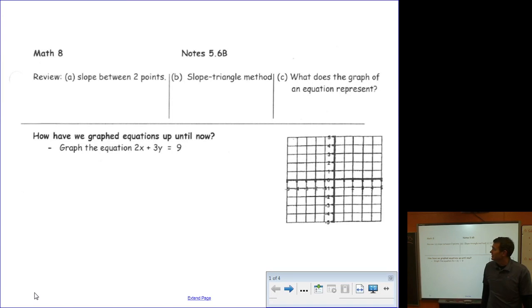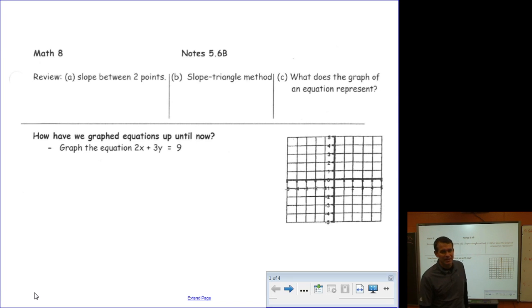All right, guys, here are the notes for section 5.6b. The big thing in this section is that we're going to learn more about linear equations, especially the equation, and we're going to learn a better way to graph an equation, which I'll go over in a minute. First up, let me review a couple things.